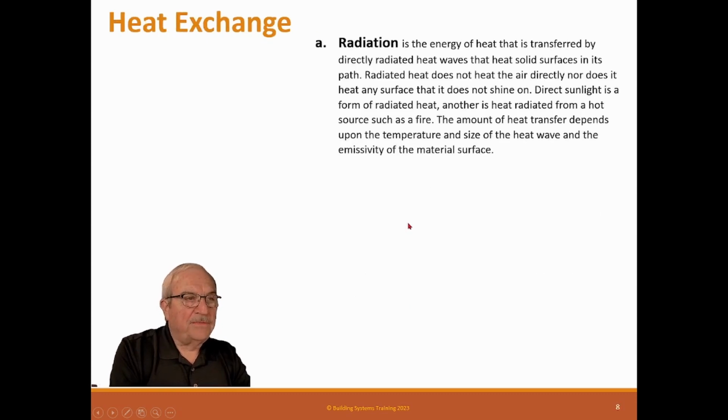Now, there's different kinds of heat exchange. And radiation is the energy of heat that is transferred directly, radiated by heat waves, and the heat surfaces in the paths. So you have a heat wave coming from the sun or coming from a fire, coming from a hot plate. It radiates out, and it does not actually heat the air it goes through. It heats the material that it strikes. So when you're in a room and the sun's shining through the window, it's not actually heating the air, it's heating the things in the room, including you. If it shines on you, it heats you. So that's radiated heat. That's one kind.